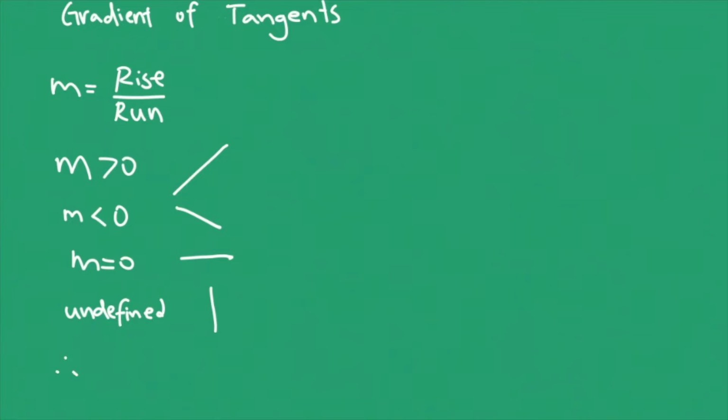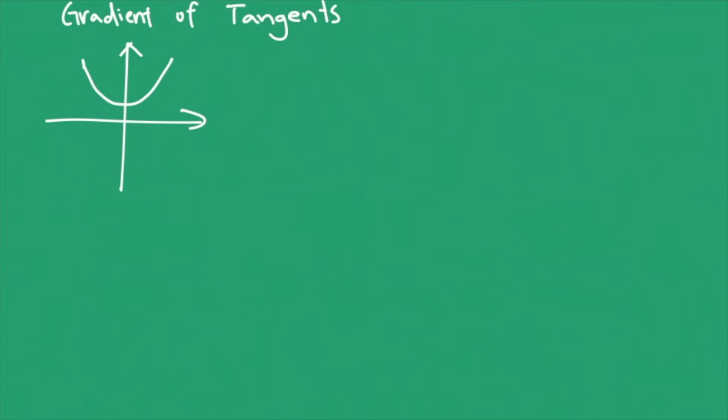So the gradient is constant in a straight line. But there's also gradient in a curve, which also measures the rate of change of y with respect to the changing x. However, unlike the gradient on a straight line, the gradient of a curve is not constant.